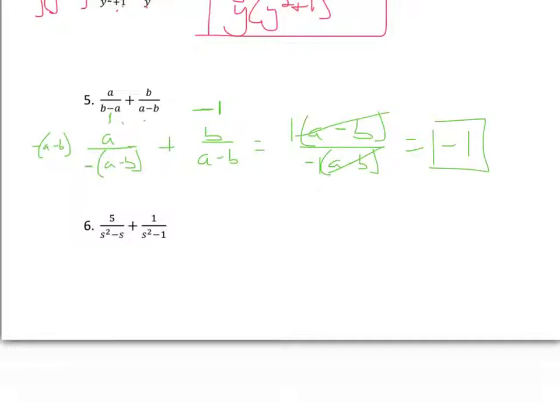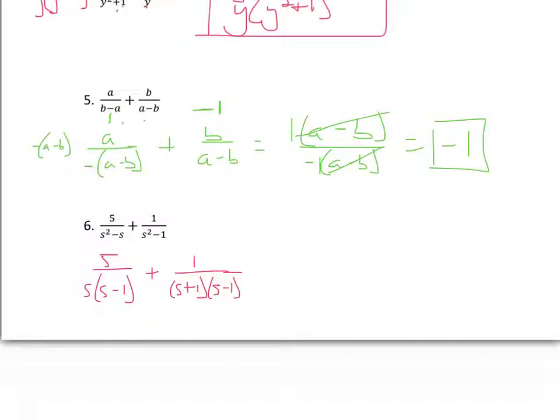Okay, and the last one here, number 6. This is where you want to try to factor these. Factoring the denominators first is probably the best way to get a good common denominator, or the least common denominator. Alright, so I'm going to do this factoring. We've got 5 over, pull out an s, we've got an s minus 1 in there, plus 1 over s plus 1, s minus 1.